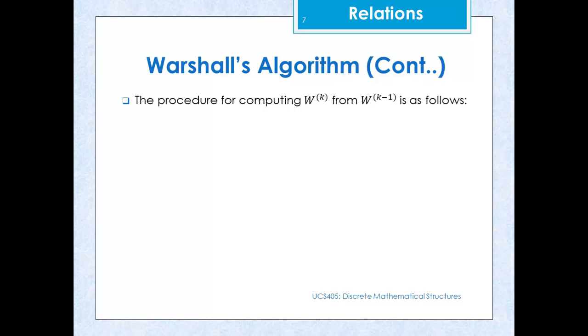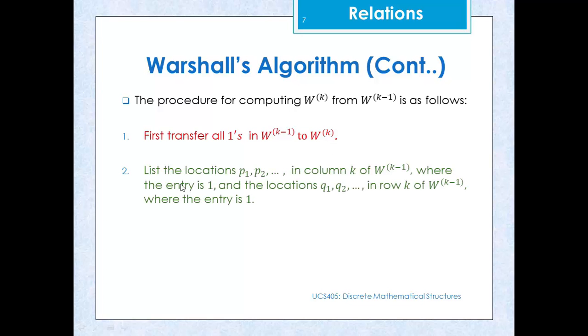The procedure for computing Wk from Wk minus 1 can be defined as follows. We transfer all the ones that are in Wk minus 1 to Wk. Next, we find the locations in column k. K is the number of iterations that we are doing, and remember that we have to do k iterations for finding the transitive closure. What is k here? K is the total number of elements in the set on which the relation is defined.